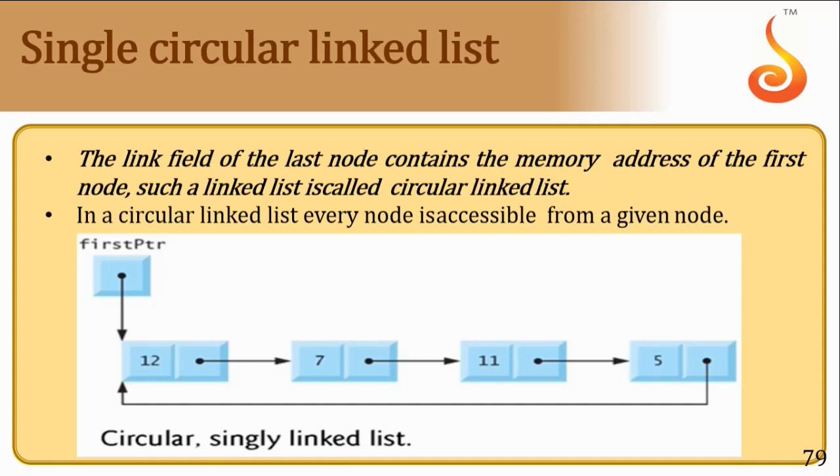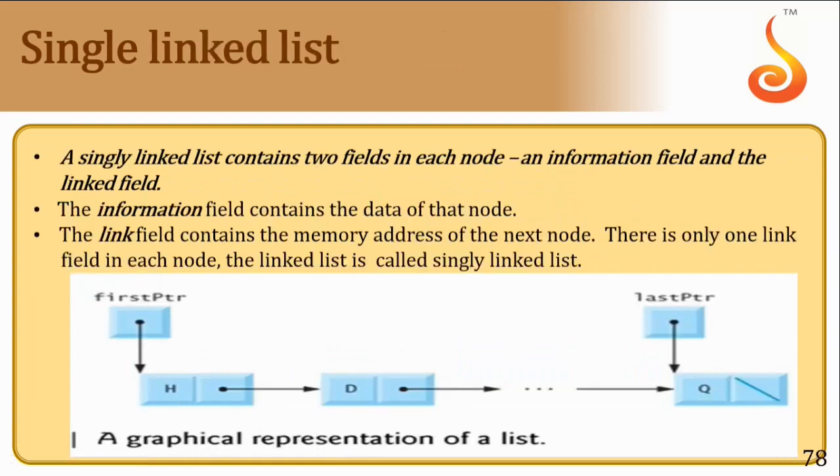How do you access every node from a given node? For example, from the last node I can do that, because the next node again goes back to the first, so it forms a circle and I can go back. Whereas in the singly linked list, every node cannot be accessed once I cross it. Once the second node is done, from the third I cannot go back to the second, because the last node's link part points to null.